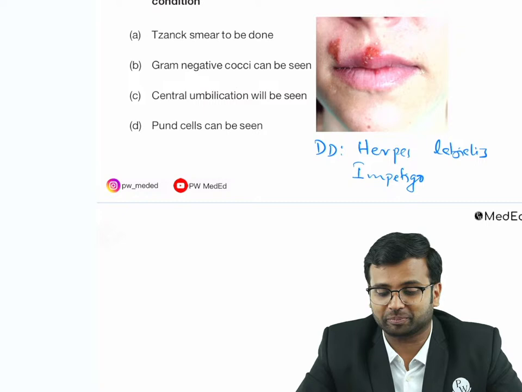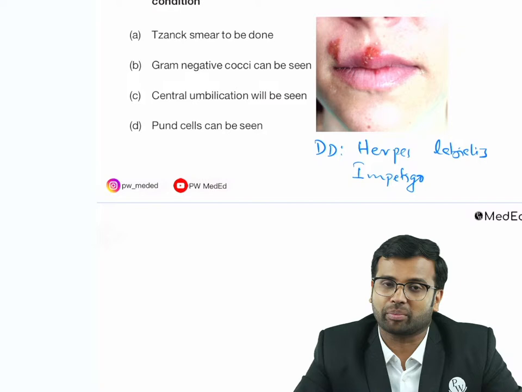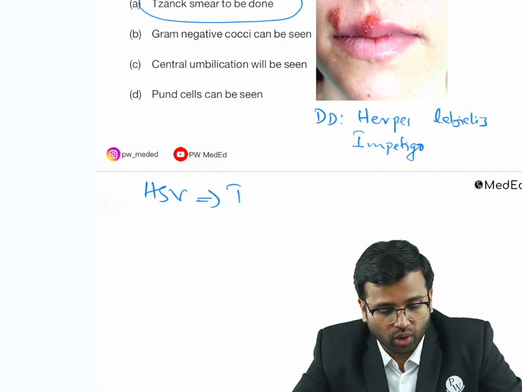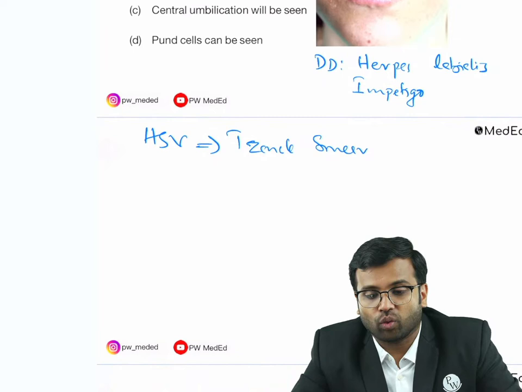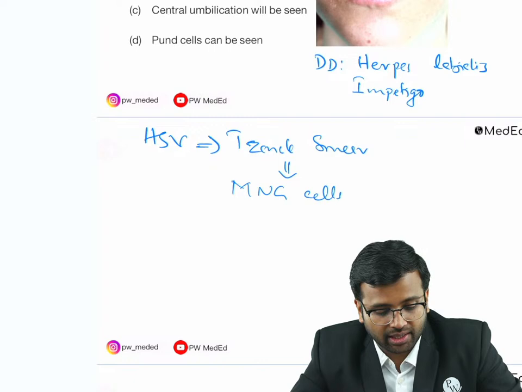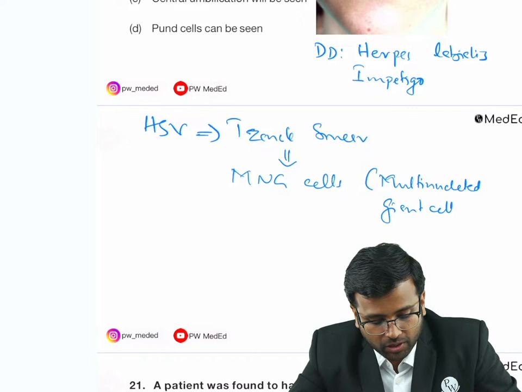Yes, so here, since there are grouped vesicles on an erythematous base, the most likely diagnosis here can be herpes labialis. So whenever there is herpes labialis, we can always go for a Tzanck smear. So in HSV, if you do a Tzanck smear, what are the findings that you see in a Tzanck smear in HSV? So the finding is going to be MNG cells. What is the meaning of MNG cells? MNG cells means multi-nucleated giant cells. So multi-nucleated giant cells can be seen, isn't it?